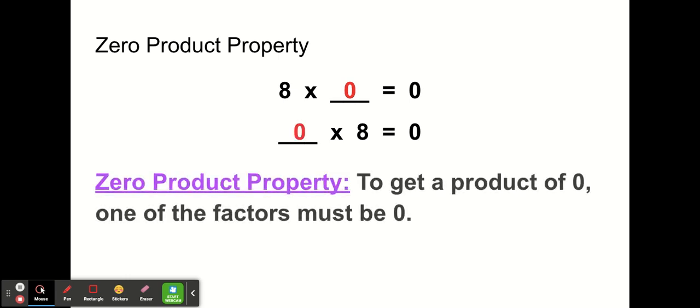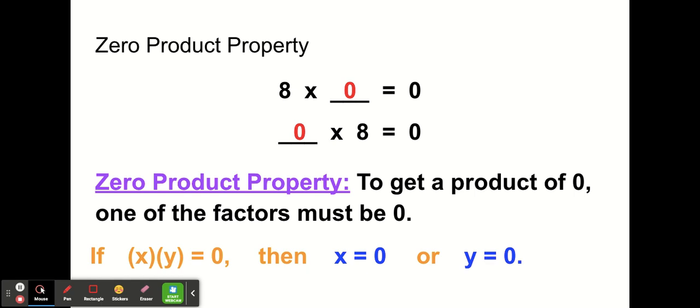The zero product property. If I said 8 times something is 0, what is the only possible number that can make this statement true? It has to be 0. Similarly, if I said something times 8 equals 0, the only number that works is 0. The zero product property states to get a product of 0, one of the factors must be equal to 0. So if x times y is 0, then either x equals 0 or y equals 0. That is the only possible way for that equation to be true. At least one of them has to be 0.